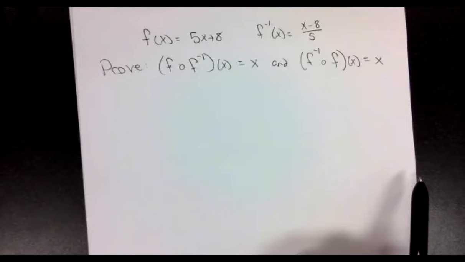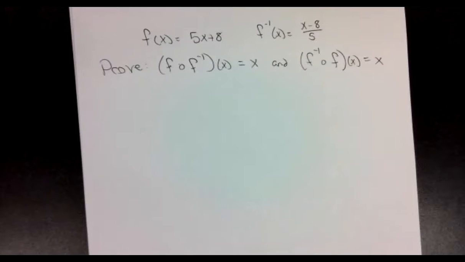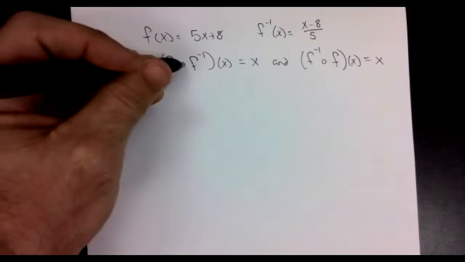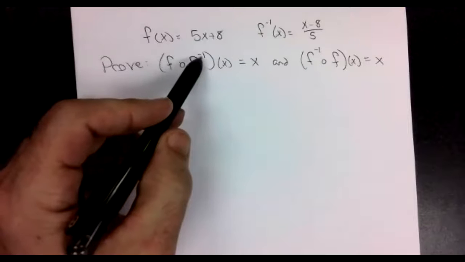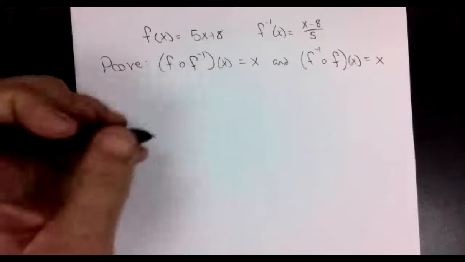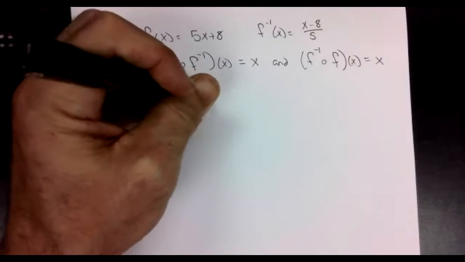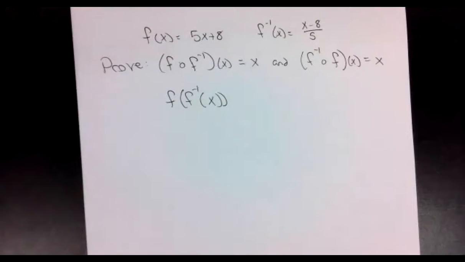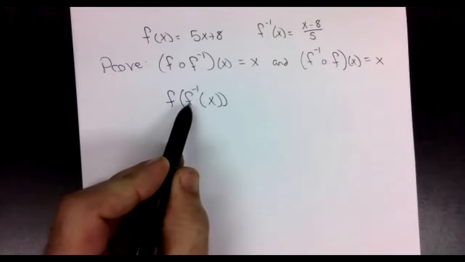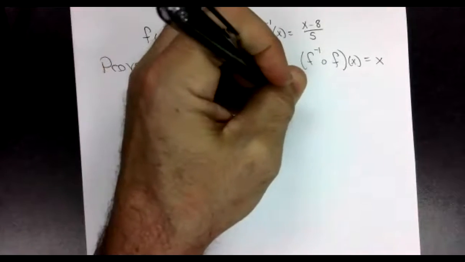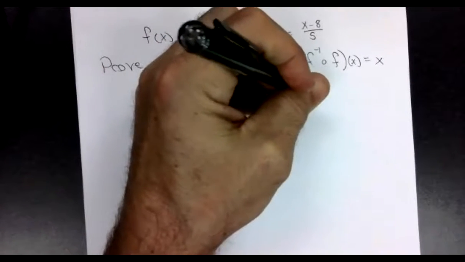So if I walk through step by step exactly what it's asking you to do, you should have an idea of what it's wanting you to show on your homework. So the first thing we're going to do is that f to the negative 1 of x implies that, okay, again, it's the f of the inverse of f of x. This is by definition of composite functions.